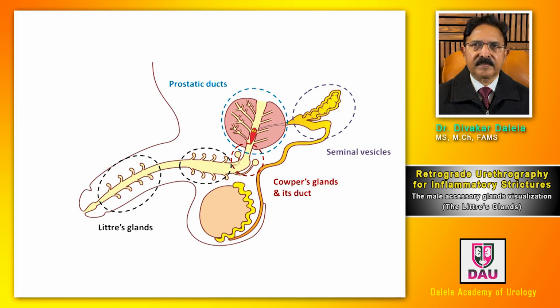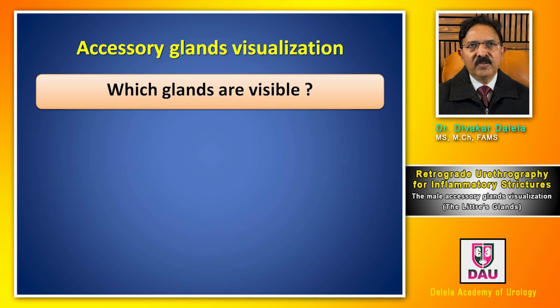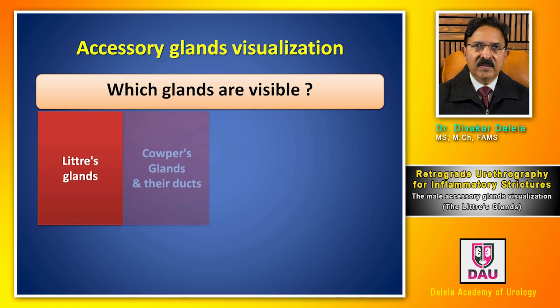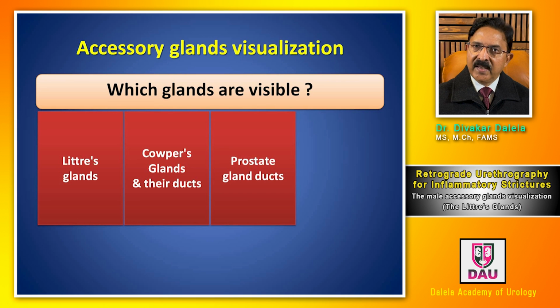In the accessory gland visualization, when you look at the retrograde urethrogram film, you have to look at these structures and identify which glands are visible. Do you see Littre glands here? Do you also see Cowper's gland and their ducts? Do you also see the prostate gland and its ducts? Or are you able to see the seminal vesicle?